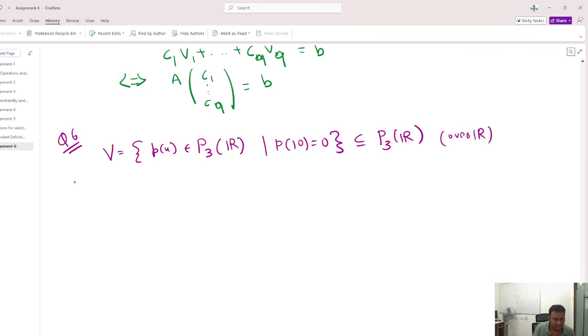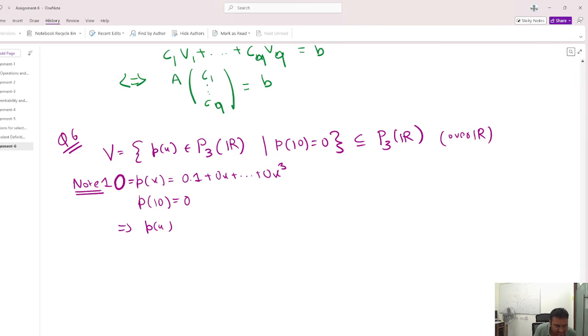Okay? So first thing, note one. What you should always check is whether 0 is there. So if you define P of x to be just the 0 polynomial, of degree less than or equal to 3, what is P of 10? Well, 0. So let's call this polynomial 0. This implies, in fact, that this 0 polynomial belongs to V.